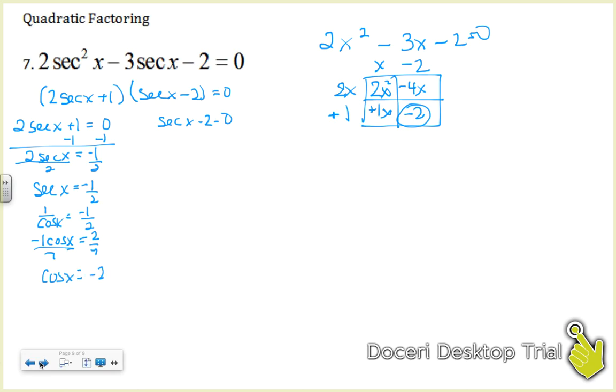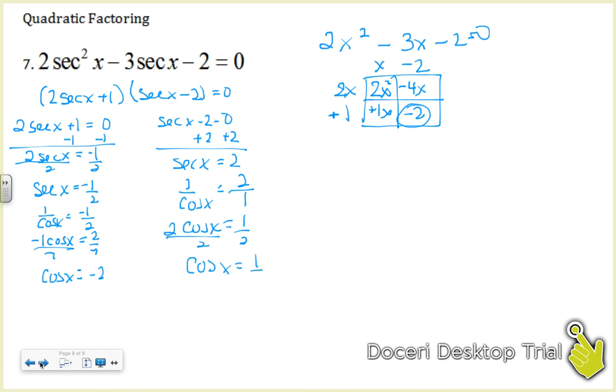And then let's do this one. So plus 2 plus 2. Secant x is equal to 2. 1 over cosine x is equal to 2. It's going to give you, when I do a proportion, 2 cosine x is equal to 1. Divide both sides by 2. Cosine x is equal to 1/2.